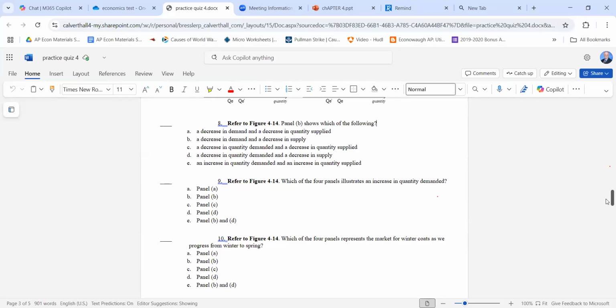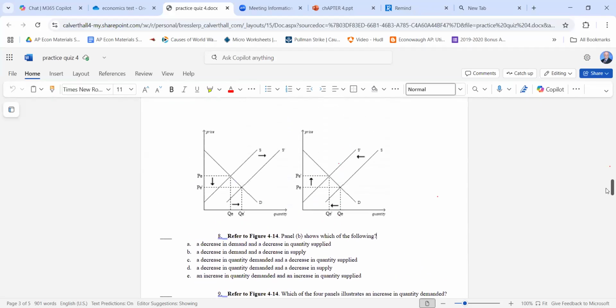Okay. Which of the following is an increase in quantity demanded? All right. This is going to be the panel to the left. If you look, let me see, can I get the marker going here? Okay. Start here, David, at PE. All right. And then I slide down the curve here.